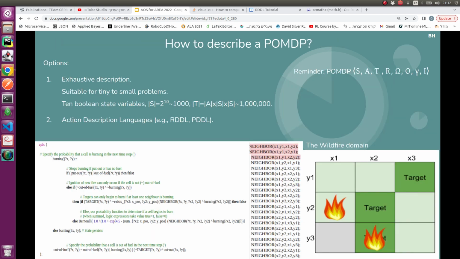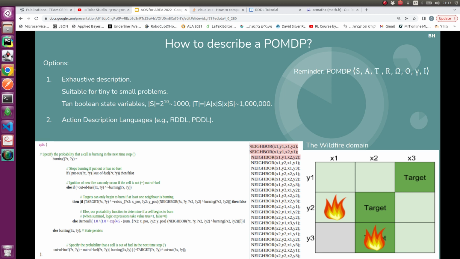So how can we describe a POMDP? If we want an AI solver to solve it, we need to describe it. There are two ways to do it. One of them is an exhaustive description. This is suitable for very small problems. For example, if I have a problem with 10 Boolean state variables, then straight away my state space is around 1000, and then my transition function for a particular action will be a table of around 1 million cells. So this is hard to describe this way, although there are formats that describe it in this way.